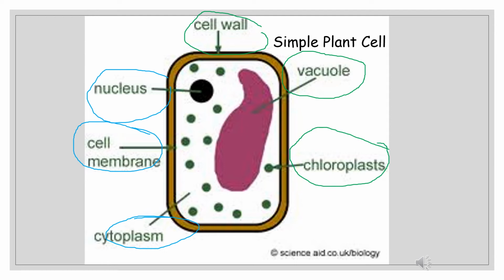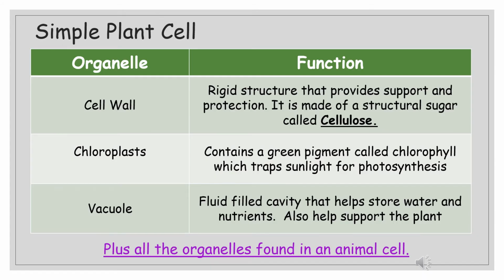Chloroplasts are what give plants their green colour, that green pigment chlorophyll, which is used for photosynthesis, the production of food from sunlight. So again, for clarity, here are the functions of the organelles found in a simple plant cell. So a cell wall, that rigid structure that provides support and protection. And a key bit of information that you need to be able to note is that the structural sugar that makes up a cell wall is called cellulose.